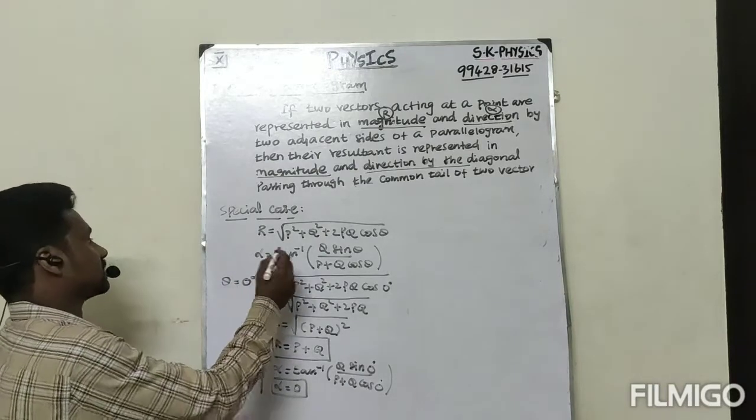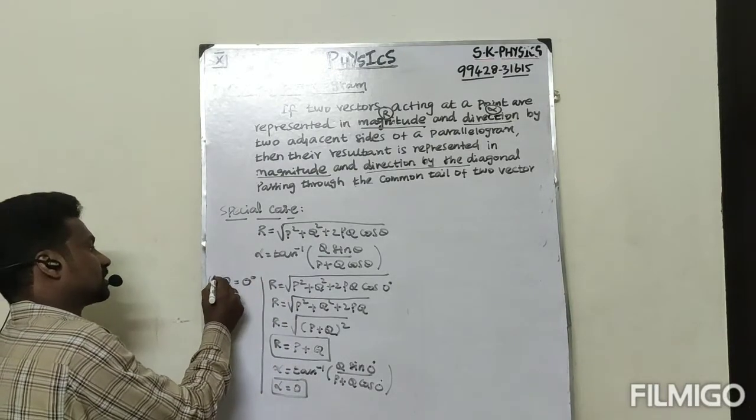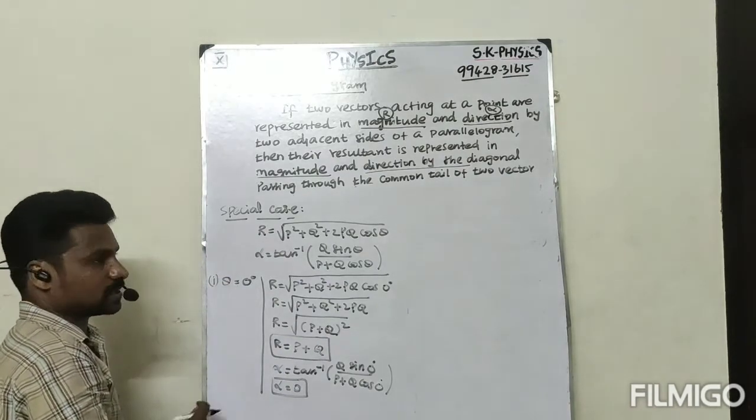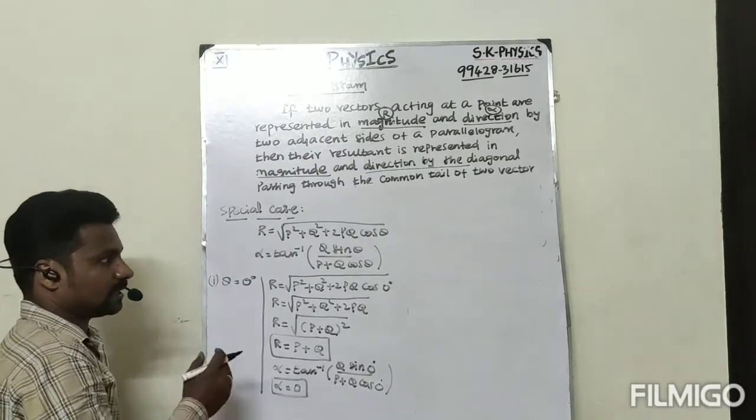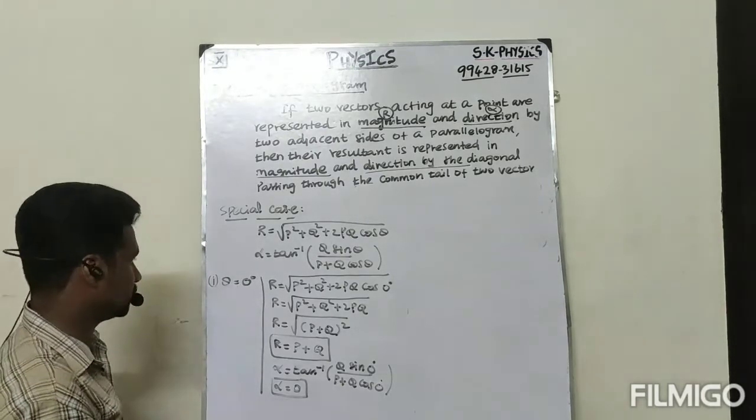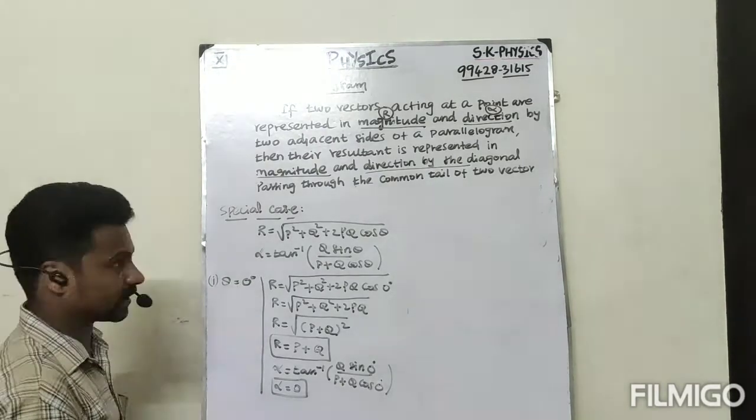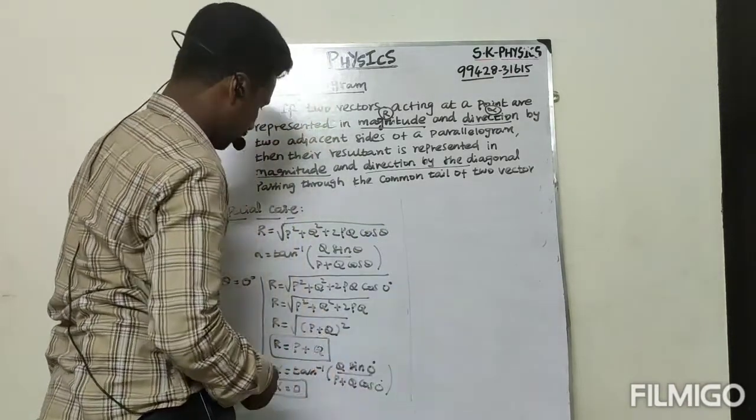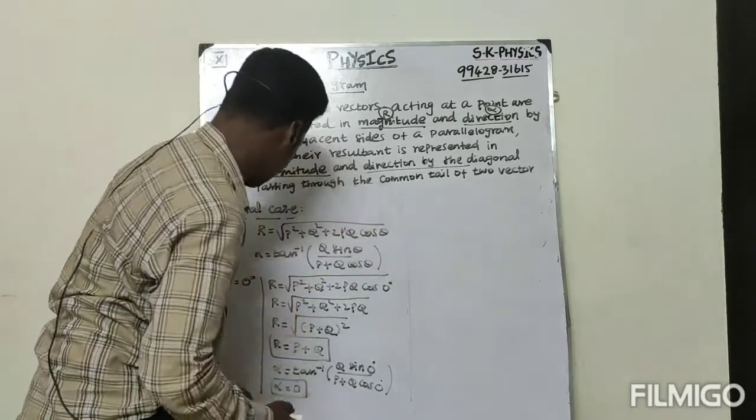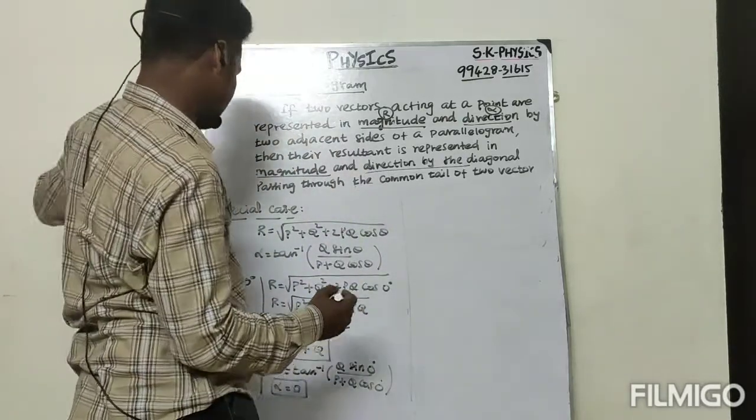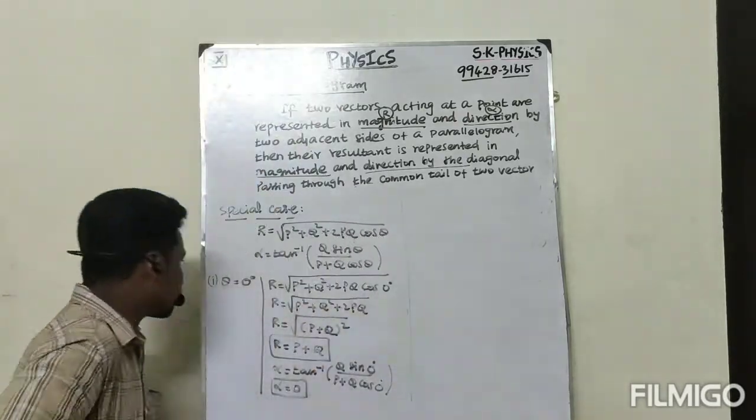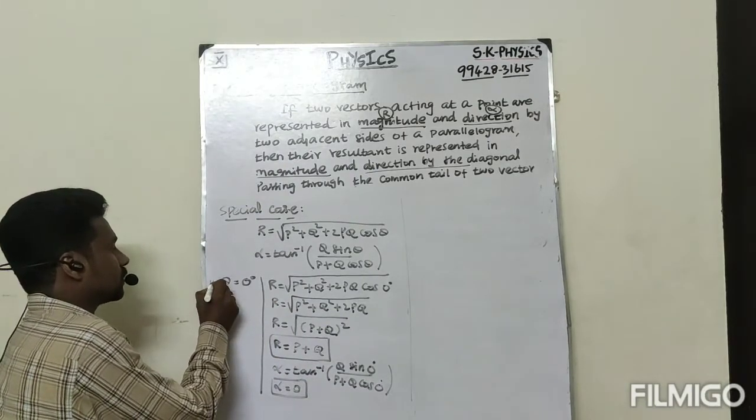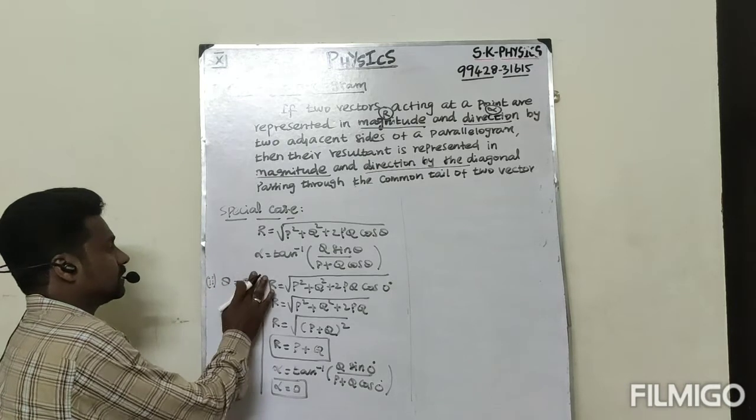This is the first special case. The first special case you understood: theta is equal to 0 degree. Like that, the next one, theta is equal to 180 degree. What happened? Listen, theta is equal to 180 degree, we can say that. Okay, I'll explain here itself. So now the second case, theta is equal to what?